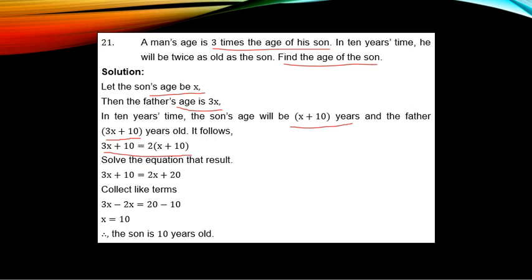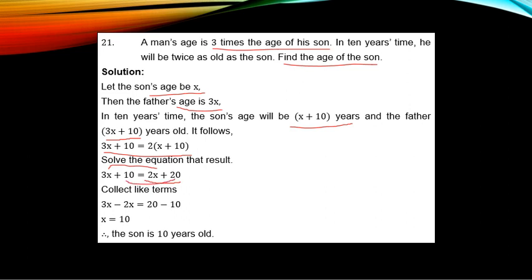So what you have is a simple linear equation. You have to solve it to get the result. First, you have to open the bracket on the right hand side by using 2 to multiply s and 10. So you have 2s plus 20. You collect like terms. 2s moves to join 3s. 10 moves to join 20.